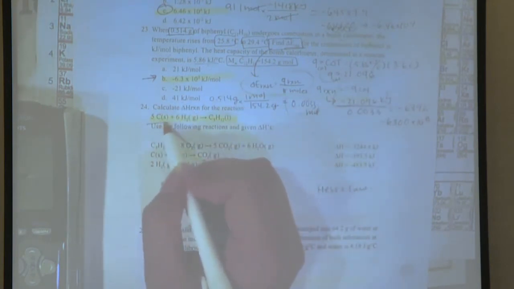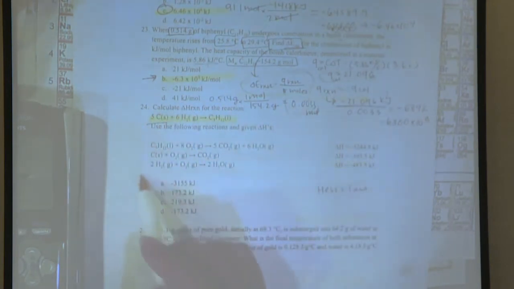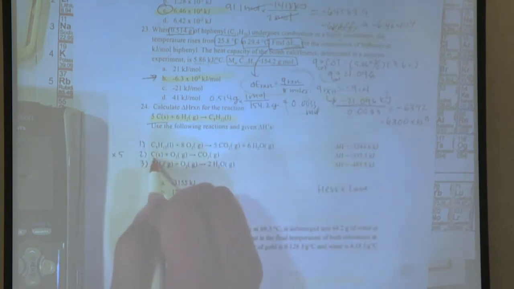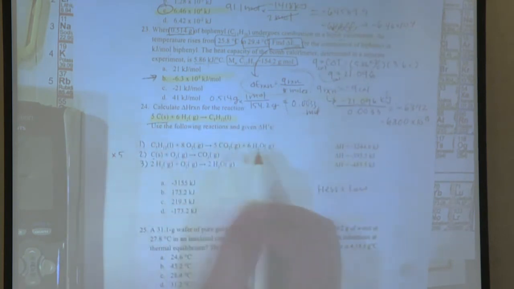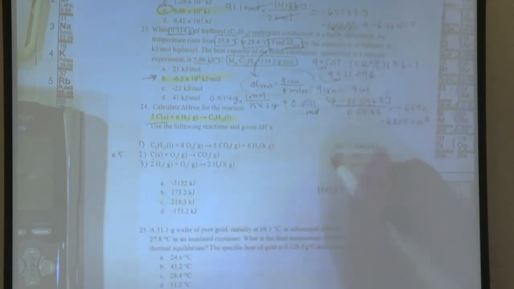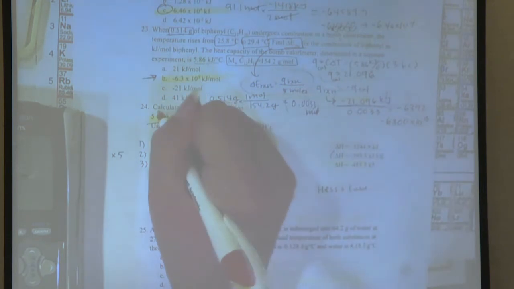Looking at carbon, we know that we have to get 5 carbons on the left side using these. The only thing that we can really see here is to multiply equation number 2 by 5, right? By doing so, we get 5 carbons on the left. We don't have any isolated carbons anywhere else in this. So we're going to multiply this by 5, right? So we've got that down.